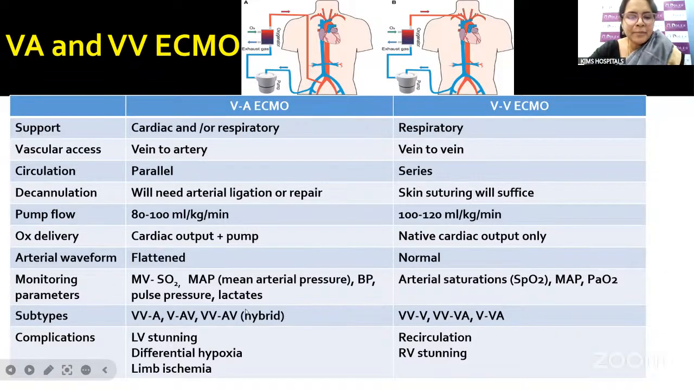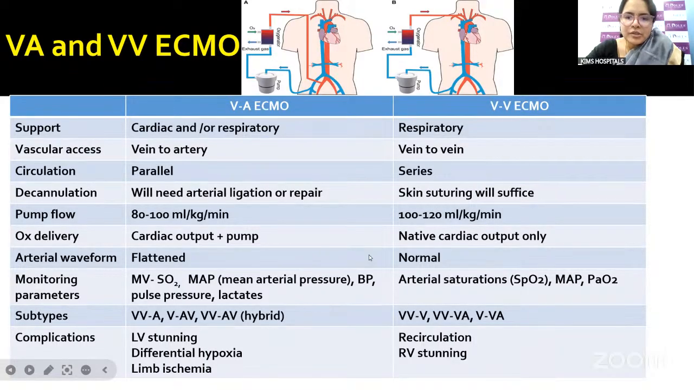Now, there are multiple hybrid subtypes, as we discussed earlier. For example, instead of one venous drainage cannula, you may choose to have two venous drainage cannulae for better removal of blood from the patient. And likewise, instead of sending back the oxygenated blood from the circuit only into the vein or only into the artery, one may choose to have both a vein and an artery. So these are various subtypes, but the basic principles of VV and VA remain.